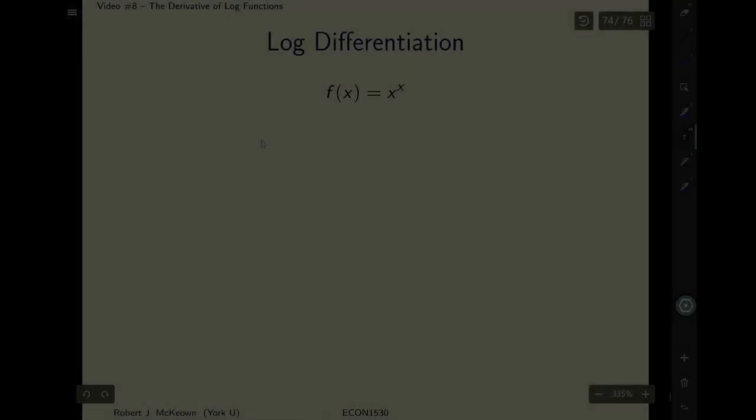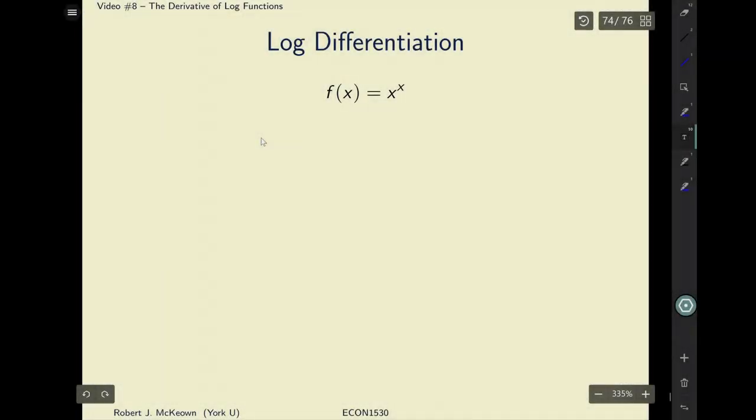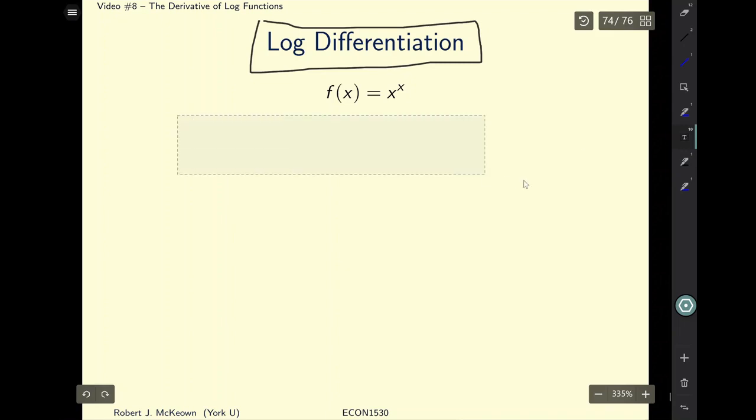Take a look at this function. It might seem familiar to you. We've come across it before. And you can imagine that there's a question that's asking us to find the derivative of this thing. And I'm going to introduce to you the concept of log differentiation. So if you're going to try and take the derivative of this thing, there's a few problems.